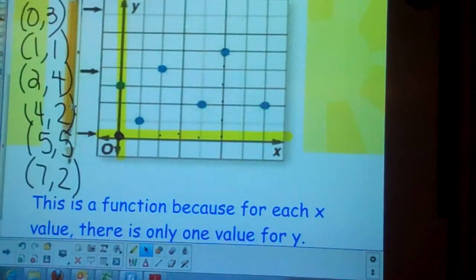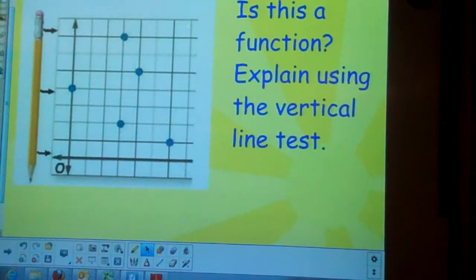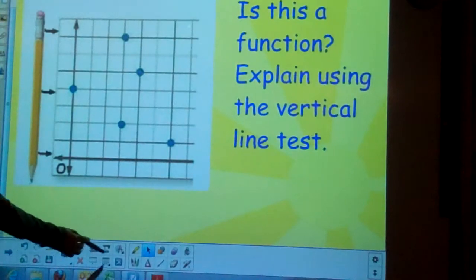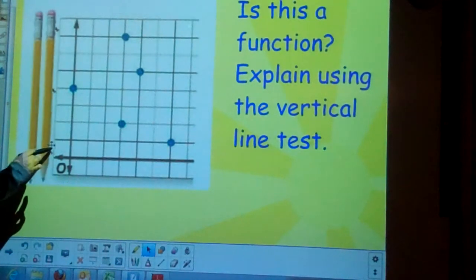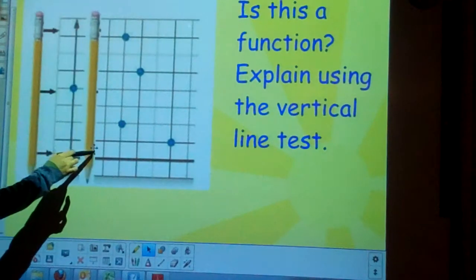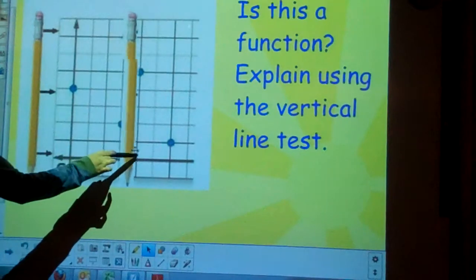Okay? So if we looked at this one, is this a function? No. Why not? Because there's 2 dots on that one line. Yeah. Okay, let's look. There's 1 dot here. There's 2 dots there, right?